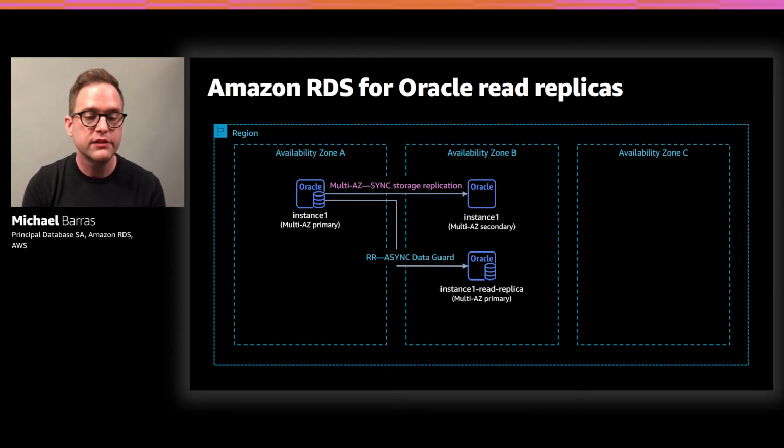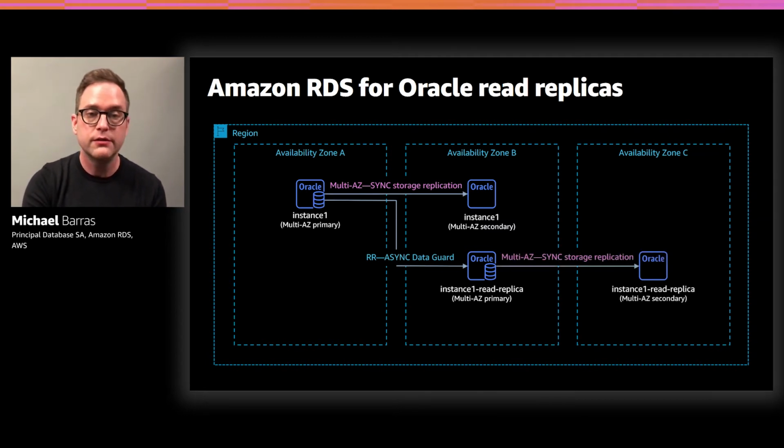Now, this replica is serving my application traffic, so its availability is also important to me. So I can enable multi-AZ here as well. Now, if the replica becomes unavailable, RDS automatically fails it over to infrastructure in a secondary availability zone. RDS automatically takes care of resuming DataGuard replication and resolving gaps after failover of either the source instance or the replica.